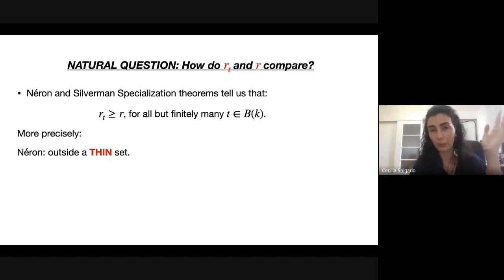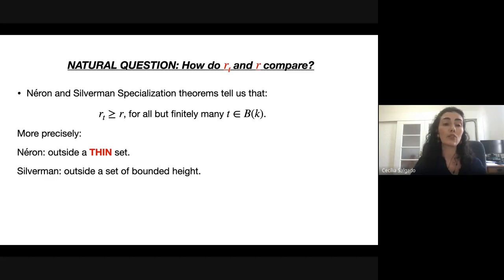If you don't know, maybe you already know. Thin here is thin in the sense of Serre that I'm going to be speaking about. If you have heard about thin in the sense of Serre, or in the sense of Hilbert if you want, this is going to come back really soon, okay? Silverman is restricted to elliptic surfaces, so surfaces whose fibers are genus 1 curves with a section, and he shows that this holds outside a set of bounded height. So for all but finitely many, but what is encoded is really the quality of this set, which is far from a set of bounded height.